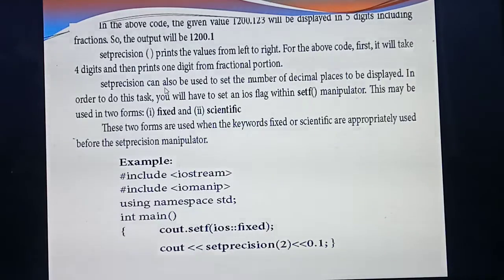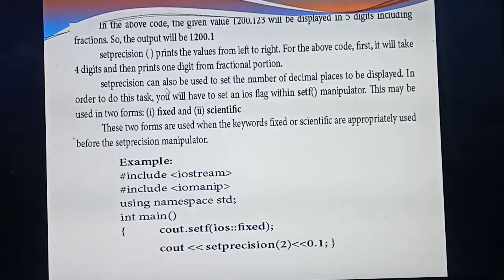So this is the first thing. This setprecision can also be used to display the decimal places, that is, after the decimal point, how many numbers need to be displayed. That also you can set. Understood? You have already studied setprecision. What's the use of setprecision? It is used to display a number of digits. It will count and display the number of digits based on what you have given inside the setprecision command. Okay. Likewise, this setprecision can also be used to display a number of decimal places.